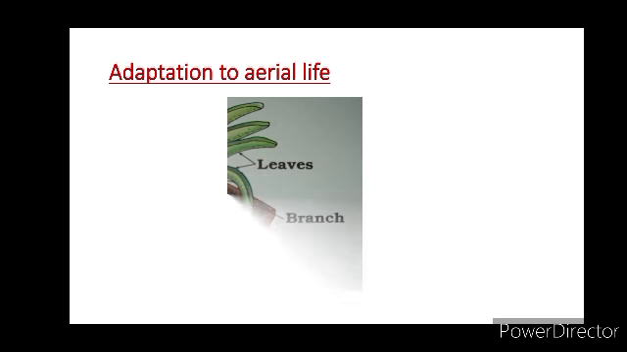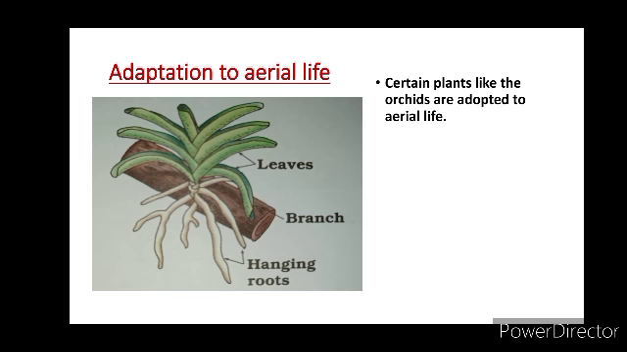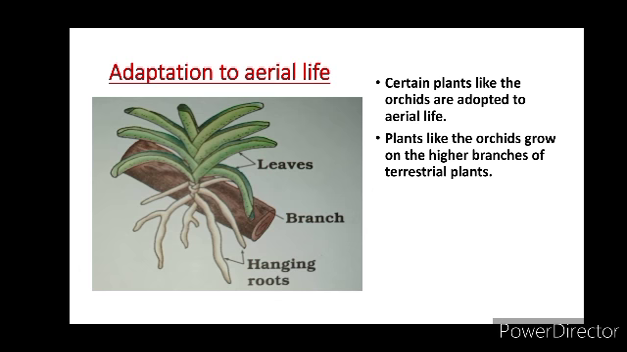Certain plants like the orchids are adapted to aerial life. Orchids are a kind of flower-bearing plants. Plants like the orchids grow on the higher branches of terrestrial plants, that is, plants that grow on land, right? They have a well developed root system.